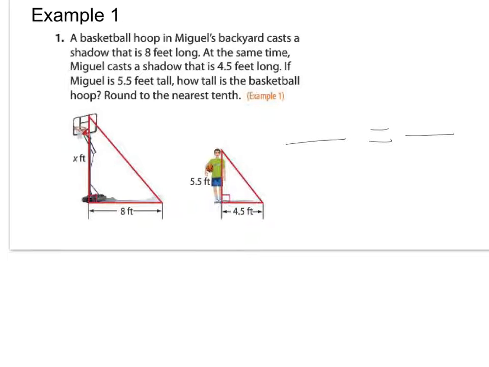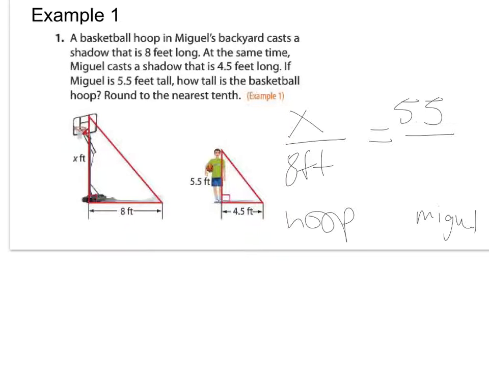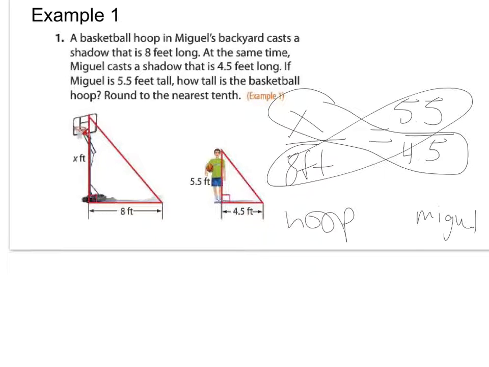Okay, we don't know how tall the basketball hoop is, but we know it casts an 8 feet shadow. Okay, so that's for the hoop. Now we're going to compare it to Miguel. Okay, we know he's 5.5 feet tall, and his shadow is 4.5. So to solve for x, we need to cross multiply. So we have 8 times 5.5 equals 4.5 times x.